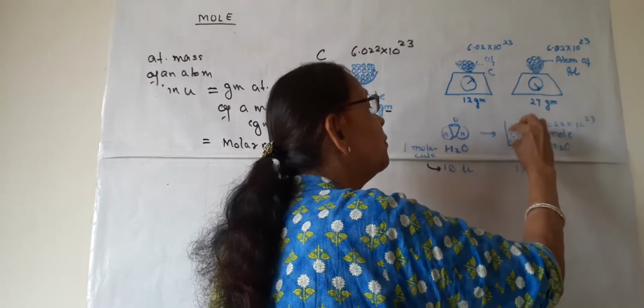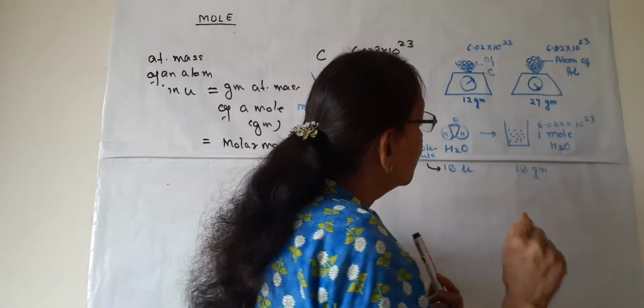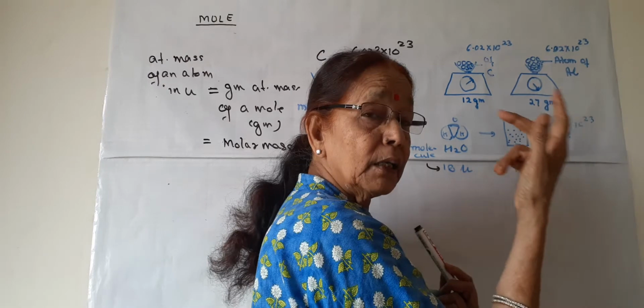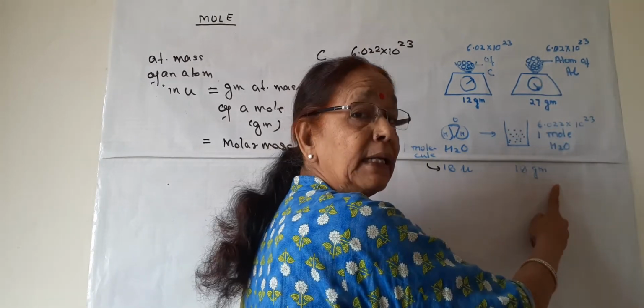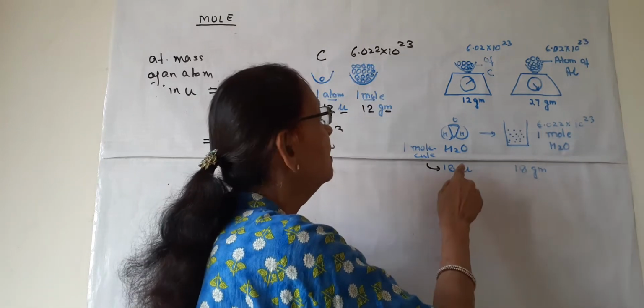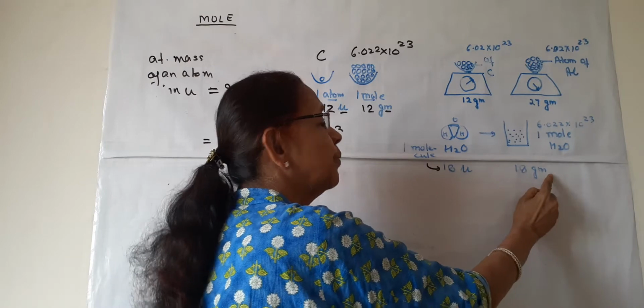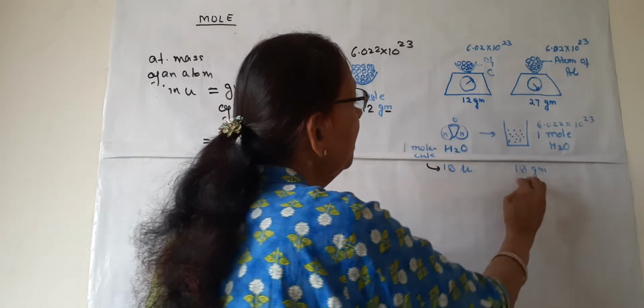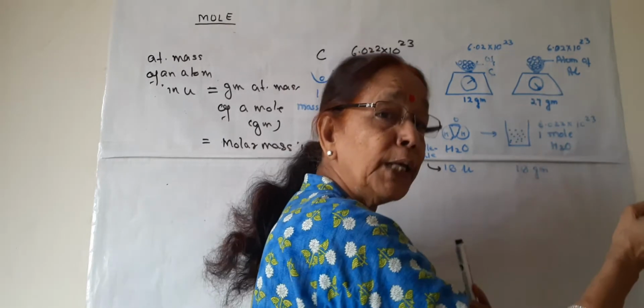So many molecules of water are present in a beaker. So the mass of this 1 mole of water will be 18 grams. We have just switched these two units. This U is changed to grams. Very simple. And this is molar mass or gram molecular mass.